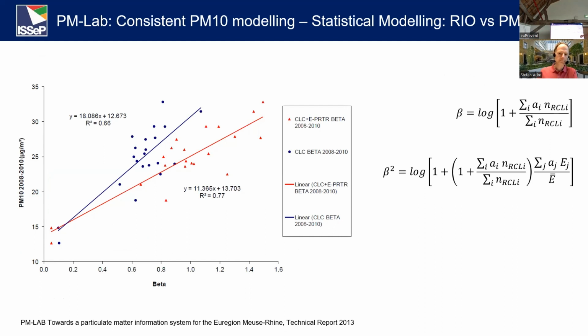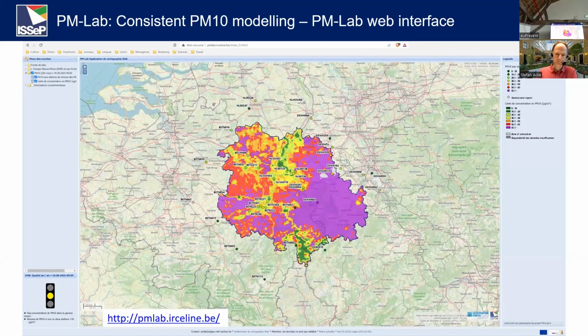And this slide is just to show that the red curve is the one that was determined with the PMLab model, and the blue one is the one determined by the Rio model. And you can see that we have a somewhat increased coefficient of determination. We go from 0.66 to 0.77 in terms of correlation. So that was a slight but interesting improvement. And this leads to the creation of the PMLab interface, also made by the University of Aachen.